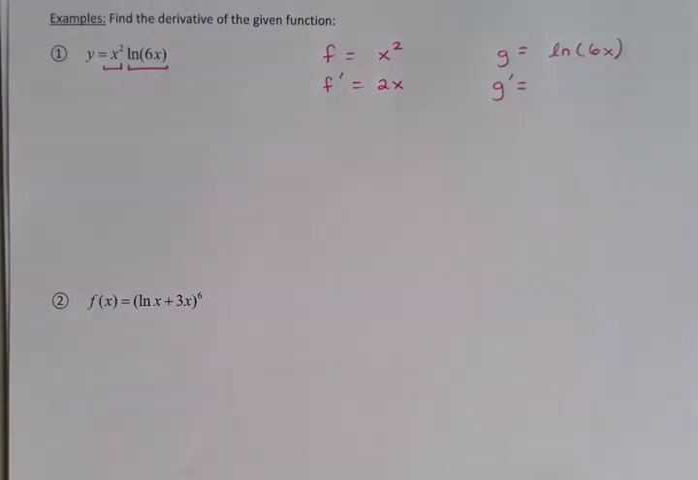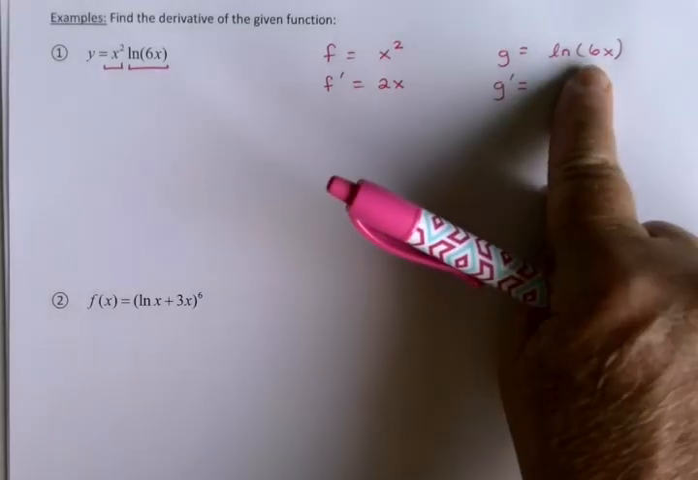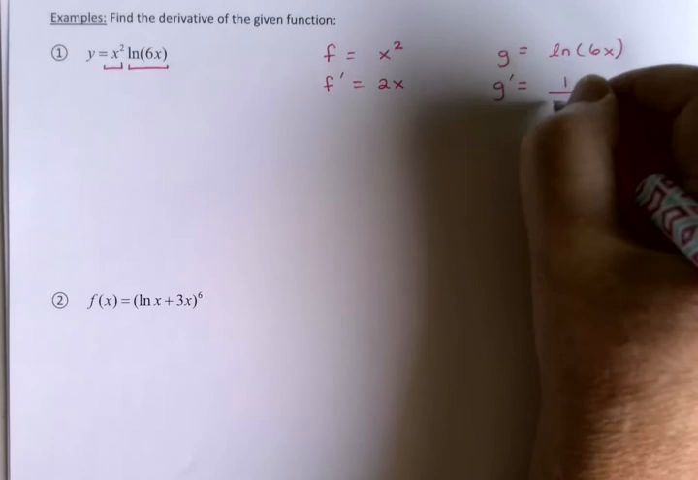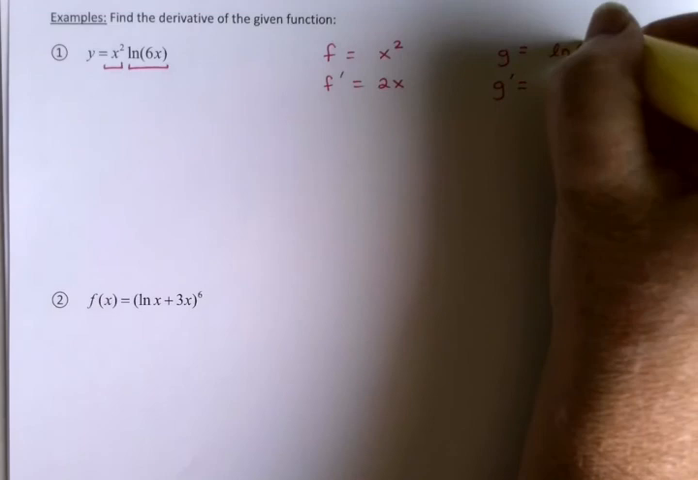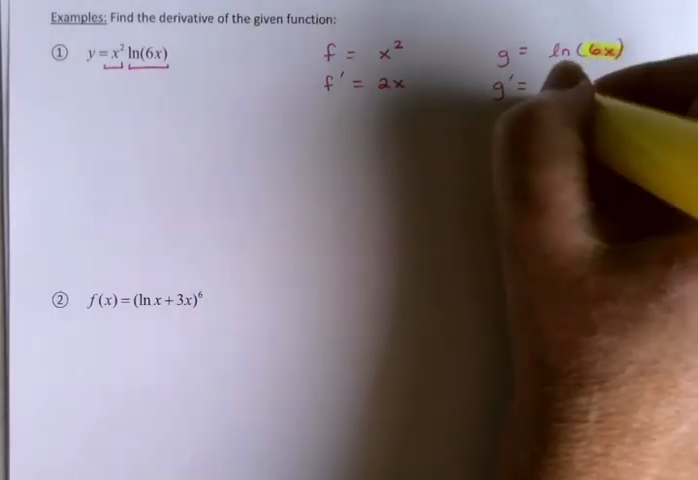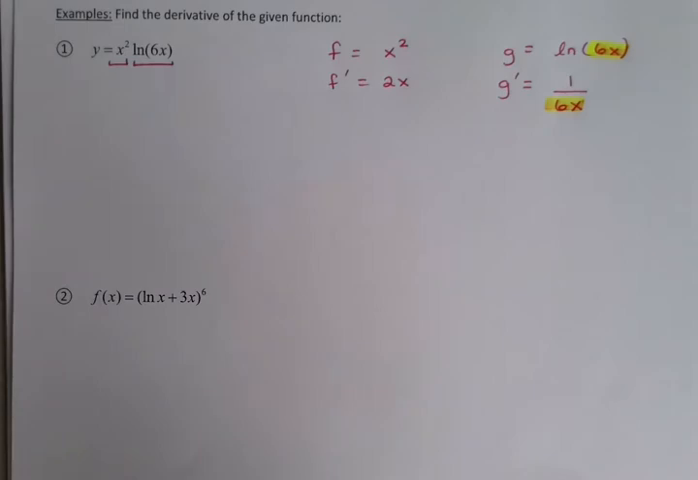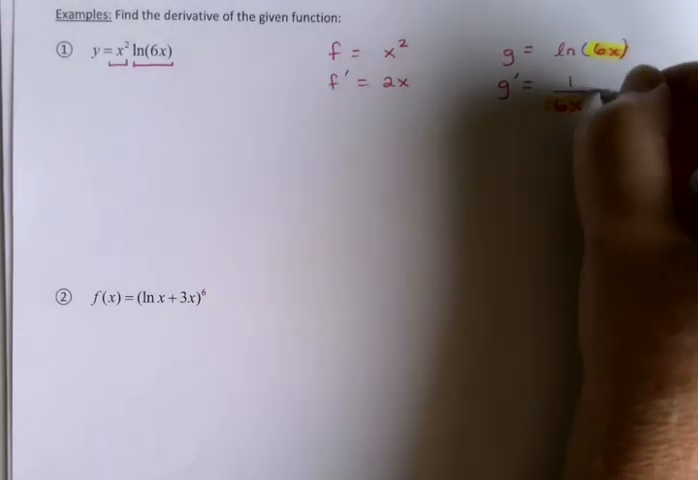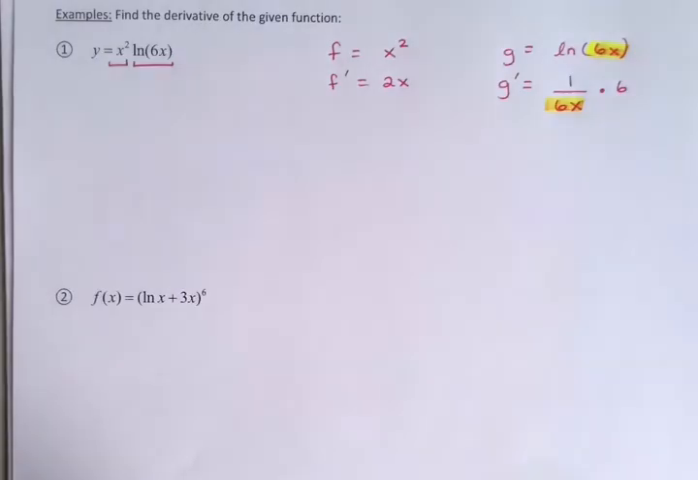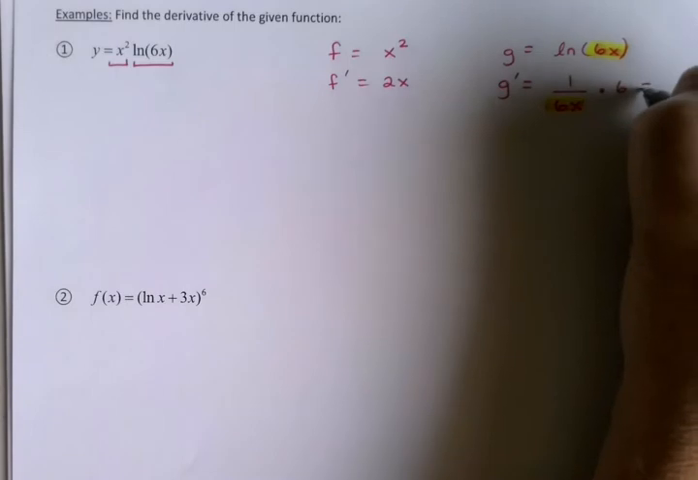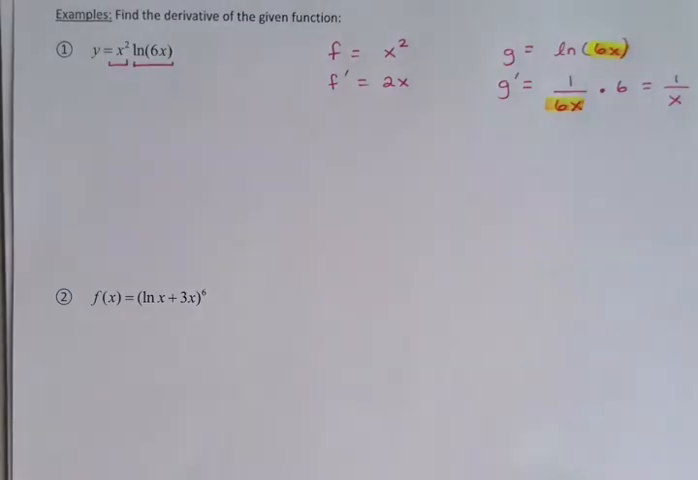And for g prime, I'm going to have to use a chain rule. First of all, we said that the derivative of the natural log function, ln x, was 1 over x. So for ln 6x, it's going to be 1 over 6x. Notice that the entire argument of the natural log function ended up in the denominator. Then I'm going to multiply using the chain rule by the derivative of the inner function, which is 6. And I actually just end up with 1 over x again once those 6's cancel out.